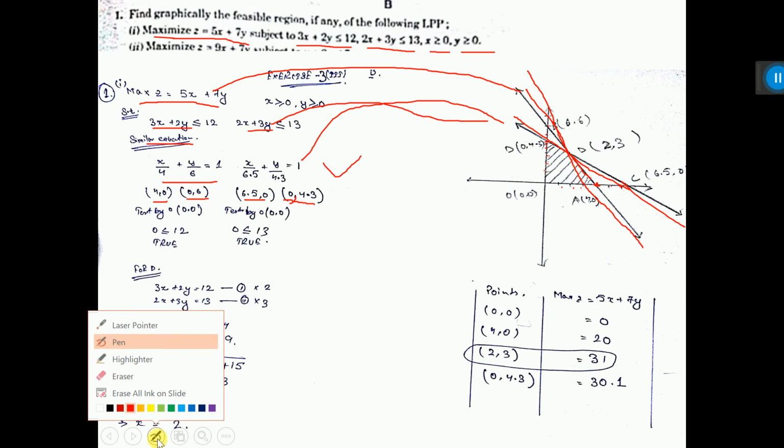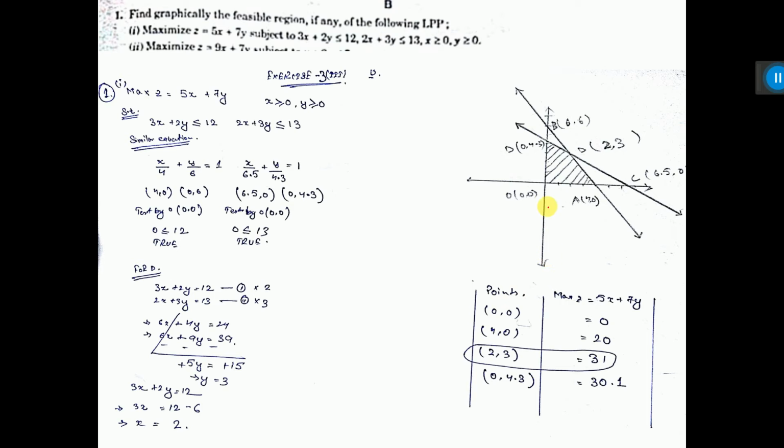Now the testing part. Testing means you have to take a point which is not on the line. The (0, 0) point is not on the line, so I have taken (0, 0) for testing. You put x as 0 and y as 0 here. Then it is coming 0 less than or equal to 12, and 0 less than or equal to 13. Both are true. True means you have to shade in the direction of (0, 0). For this line, the shade will come in the (0, 0) direction, and for this line also, in the (0, 0) direction.